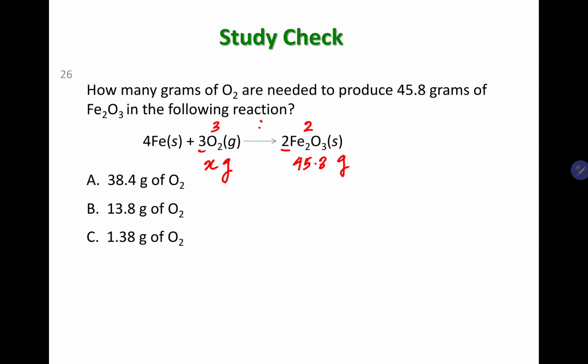All right, let's do this calculation, guys. Grams doesn't do us any good. You want to convert the grams into moles. So first of all you want to convert the grams of iron oxide to moles of iron 3 oxide. And then once you have the moles of iron 3 oxide, you can calculate the moles of oxygen. Once you have the moles of oxygen, you will calculate the grams of oxygen. That is how you will do this.